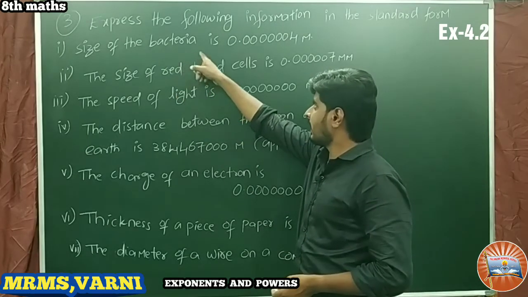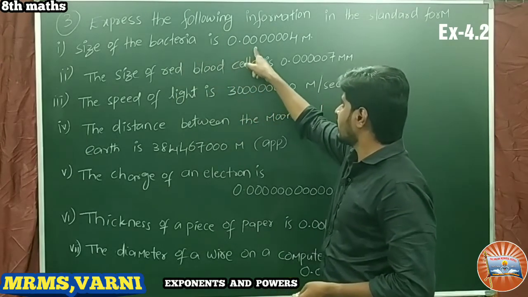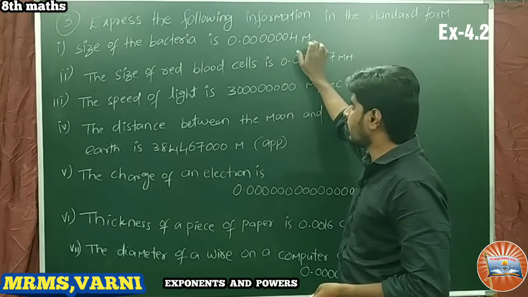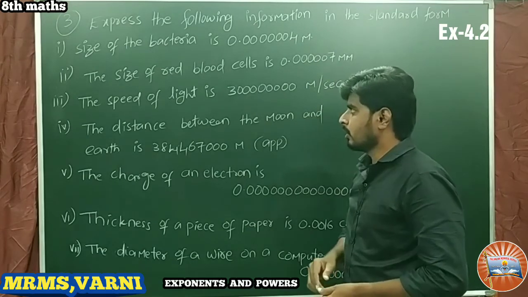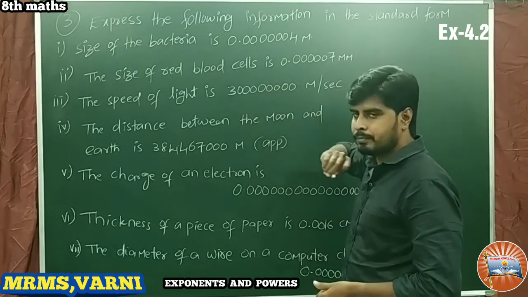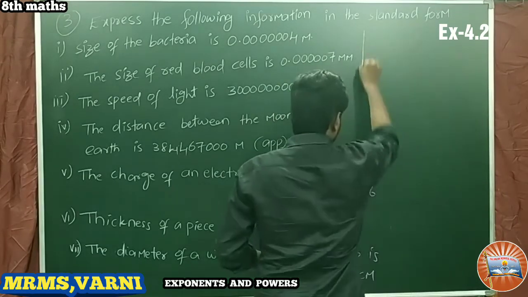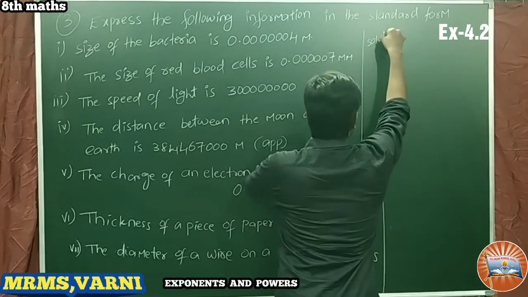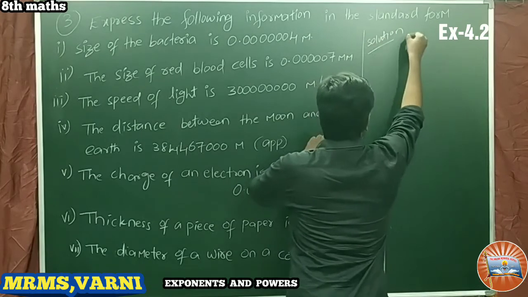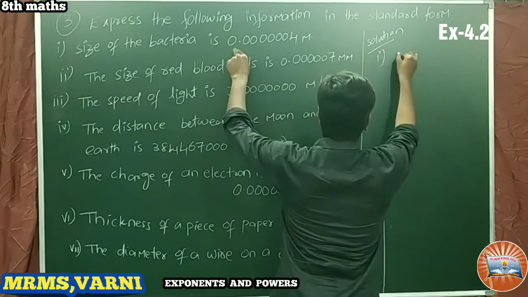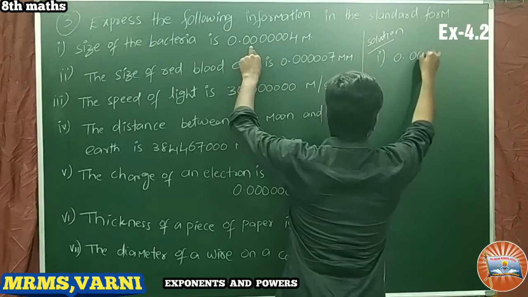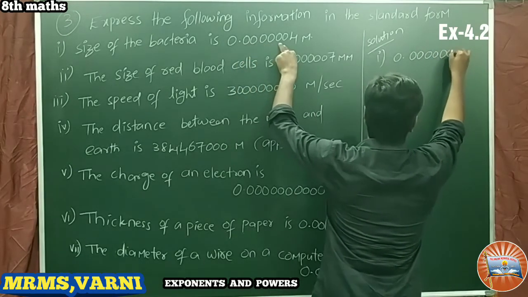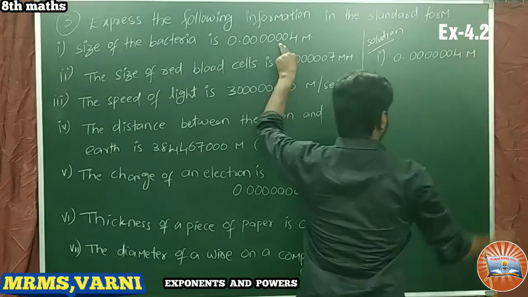Size of the bacteria is 0.000004 meters. Okay, we have to convert them into standard form. So how we convert this? Right, look at the first one solution. 0.000004 meters.